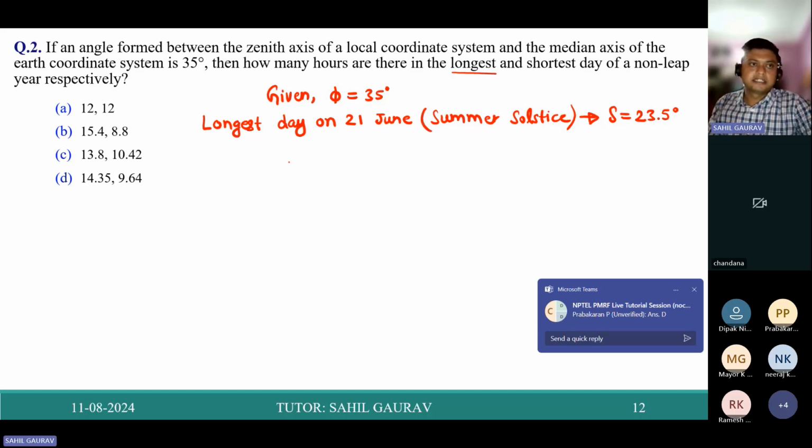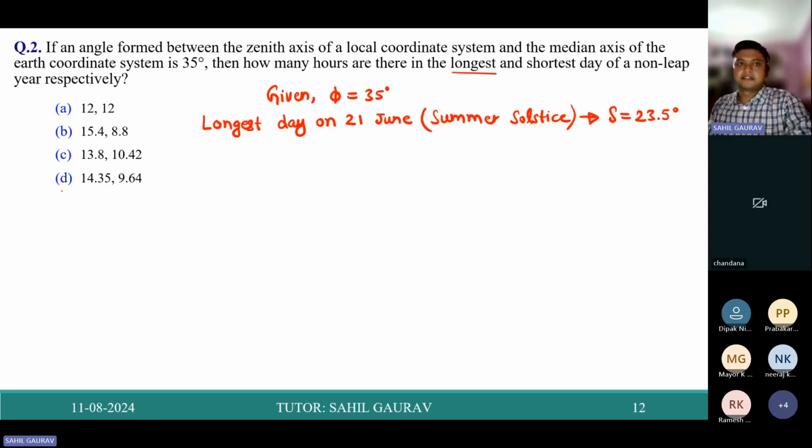Yes, Prabhakaran, this is correct. D is the correct answer. For this question number 2, D is the correct answer.